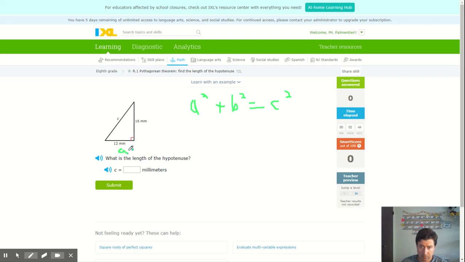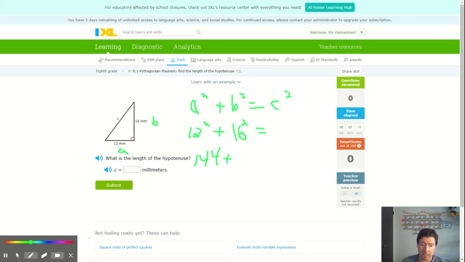All right, so what that exactly means is that you're going to take A, which is one of your legs of the triangle, B, the other leg of your triangle. You're going to square that. So you're going to take 12 squared, and then we're going to take 16 squared, and you're going to add them together. So you can get 144 plus, and then you're going to do 16 squared.